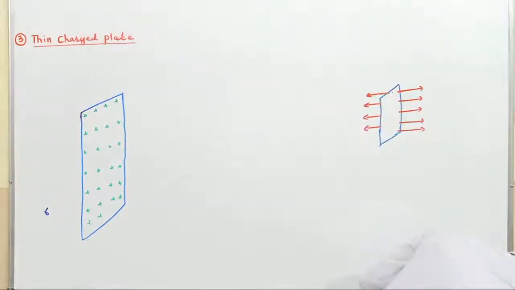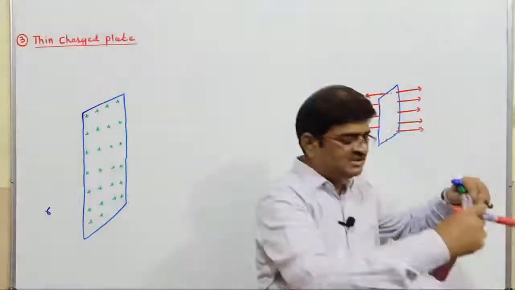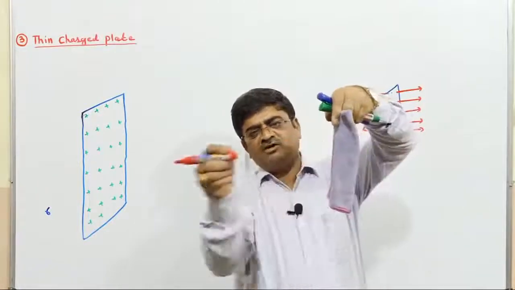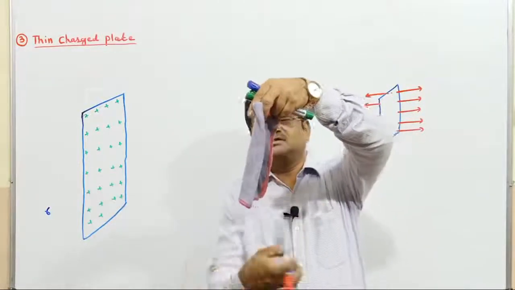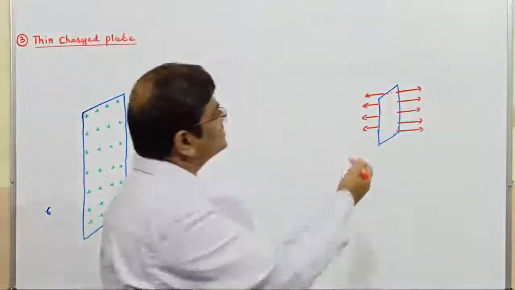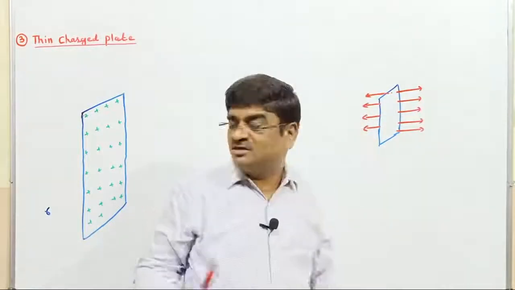How do you view it? Let me take this as a sheet. So this side I have force lines in this pattern. This side I have force lines in this pattern. That's what I would like to visualize there, the force lines of that thin sheet.